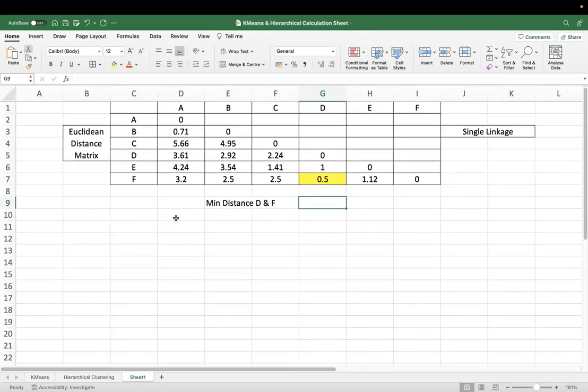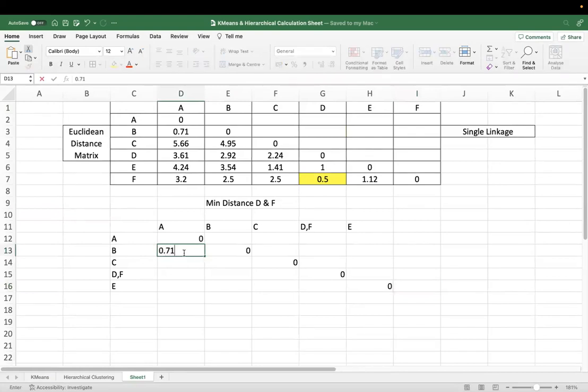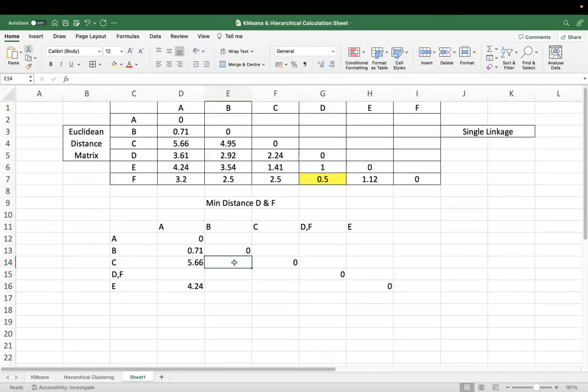So the new formation would be A, B, C, D comma F, and E. Between itself it is 0. Now, these values remain the same. A to B, 0.71, will be the same. This will be 5.66 and E would be 4.24. This would be 4.95. This would be 3.54. Between B and C it is 1.41.